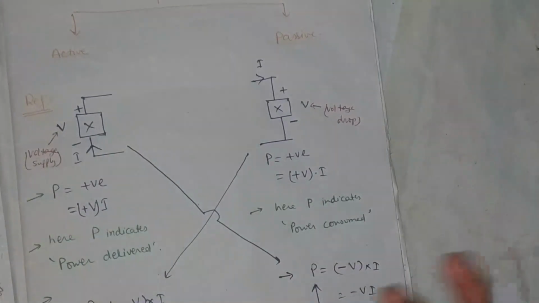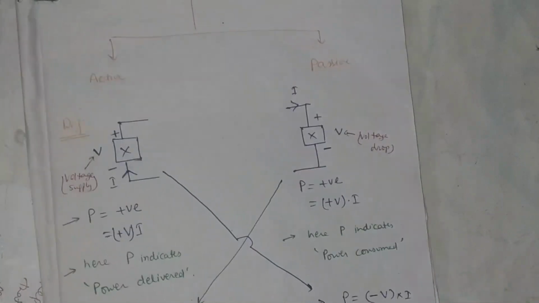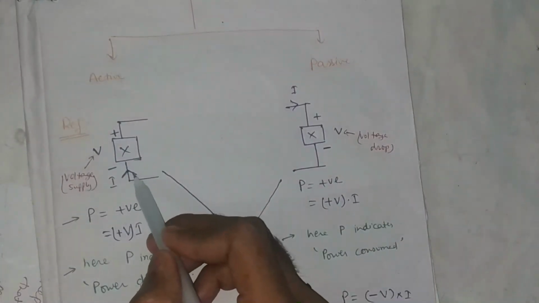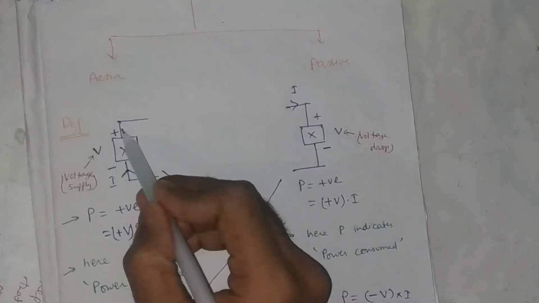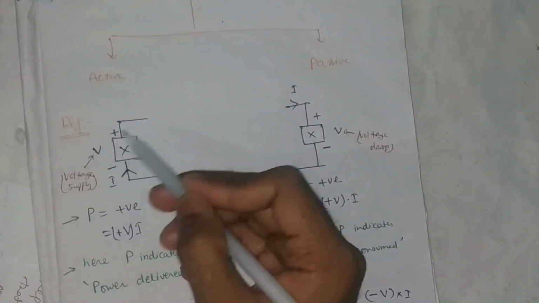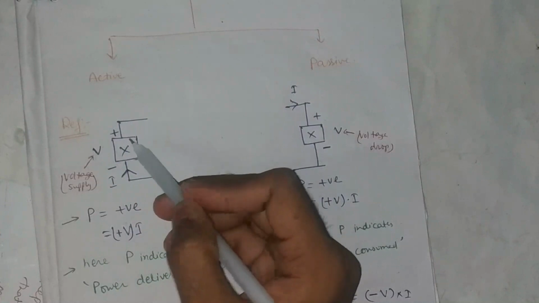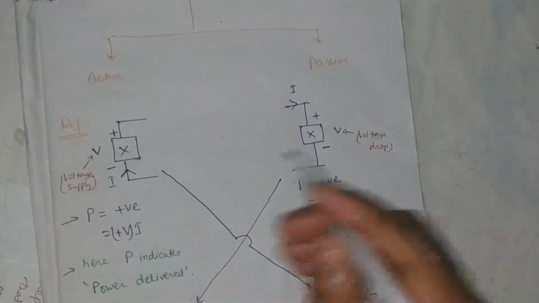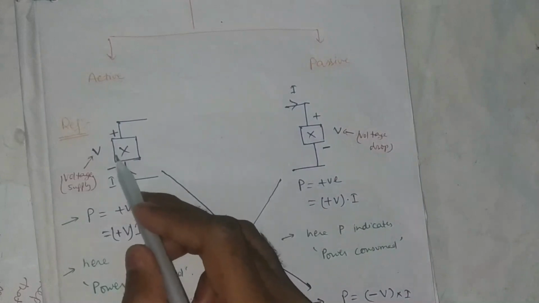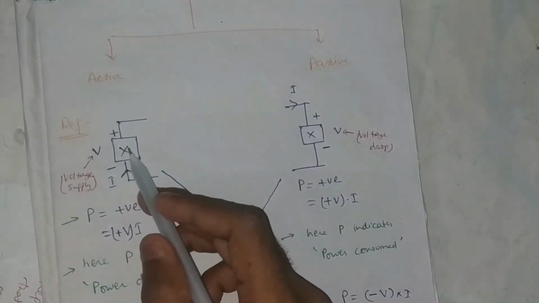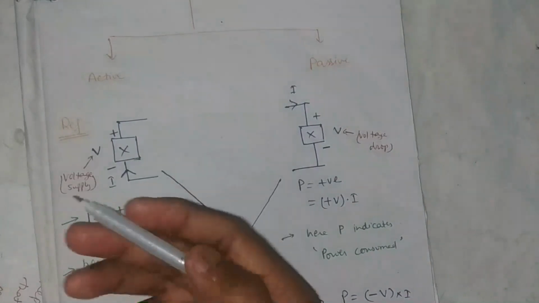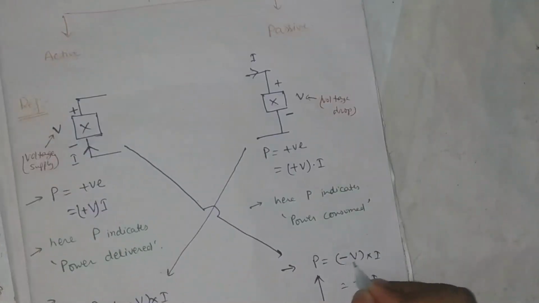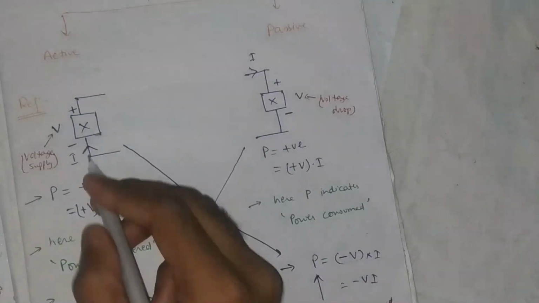Let's say I want to calculate the power delivered by this element in passive sign convention. How will I calculate it? I first go in the direction of current, and I see that the voltage increases, meaning it supplies voltage. But in passive sign convention we are concerned with voltage drop. So if it supplies positive voltage, it means it consumes negative voltage. That's why we take negative V here, and the current is I.